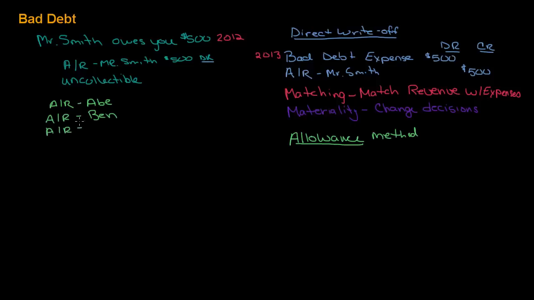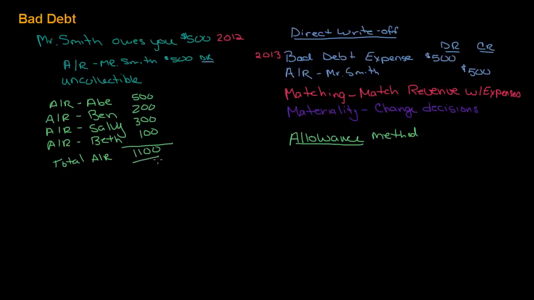So we've got accounts receivable Abe, accounts receivable Ben, accounts receivable Sally, accounts receivable Beth, right? We probably have hundreds of accounts receivables with somebody's name tied to it. Okay, and if we add up everybody's balance, this gives me total accounts receivable. Right, so maybe Abe owes us 500 and Ben owes us 200 and Sally owes us 300 and Beth owes us 100. So that's $1,100.